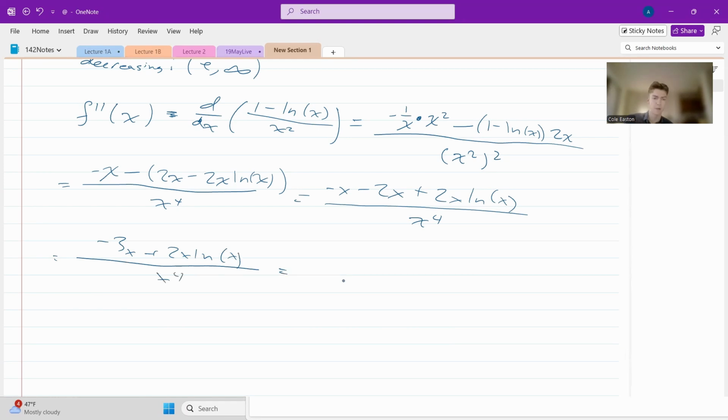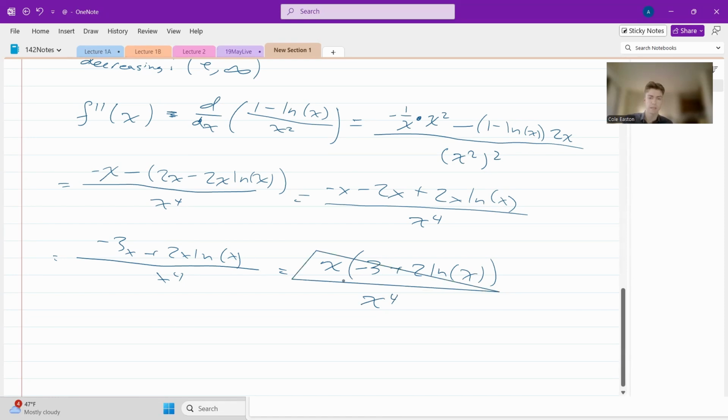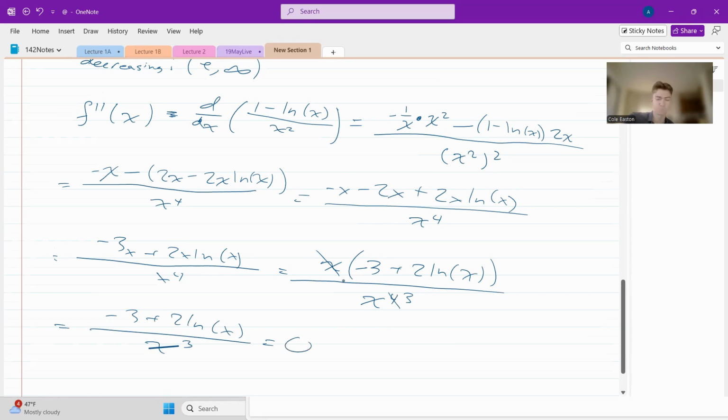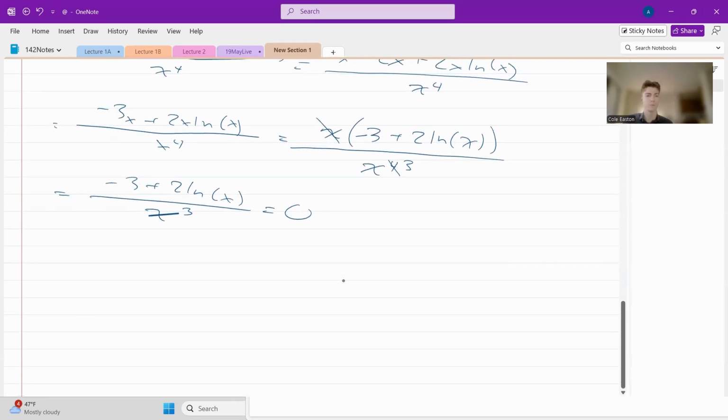And now I can cancel out one of these x's on the bottom. See, each term in the top has an x in it. So I can factor out an x like this, and I get -3 plus 2 ln of x over x to the 4th. So I can cancel this x with one of the x's in the bottom. And so we end up having -3 plus 2 ln x over x cubed equals 0.